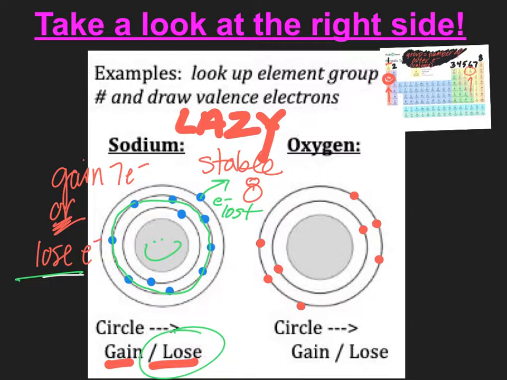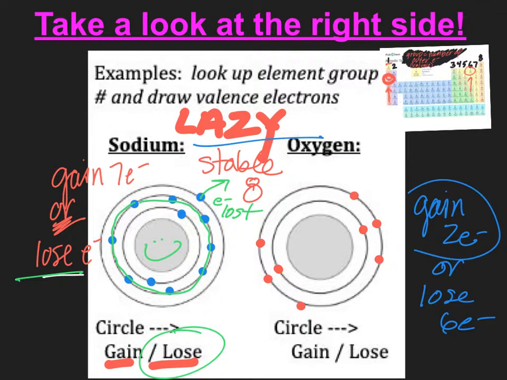They like to do the least amount of work possible. So the choices here would either be for the oxygen to gain 2 electrons to make the outer shell full at 8, or lose 6 electrons and make the first shell be the full outer shell. Again, being lazy, picking what's easier, best thing to do here is to gain electrons. So we're trying to find 2 electrons from another element to get to our stable 8 rule.